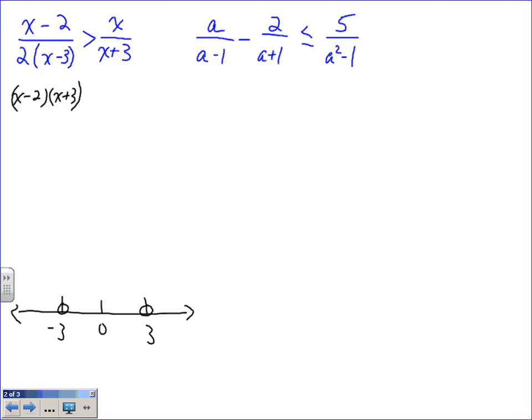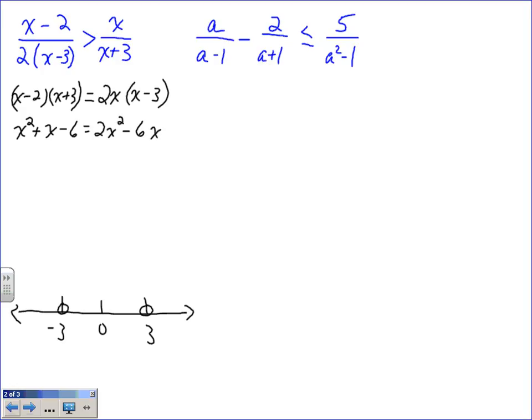So I'm going to set this equal, and then we'll cross multiply the other two. I'm going to have 2 times x minus 3. And we know that we can't use 3 and negative 3 because those are our restrictions in the first original equation. All right, so I'm going to have x squared plus x minus 6 equals 2x squared minus 6x.